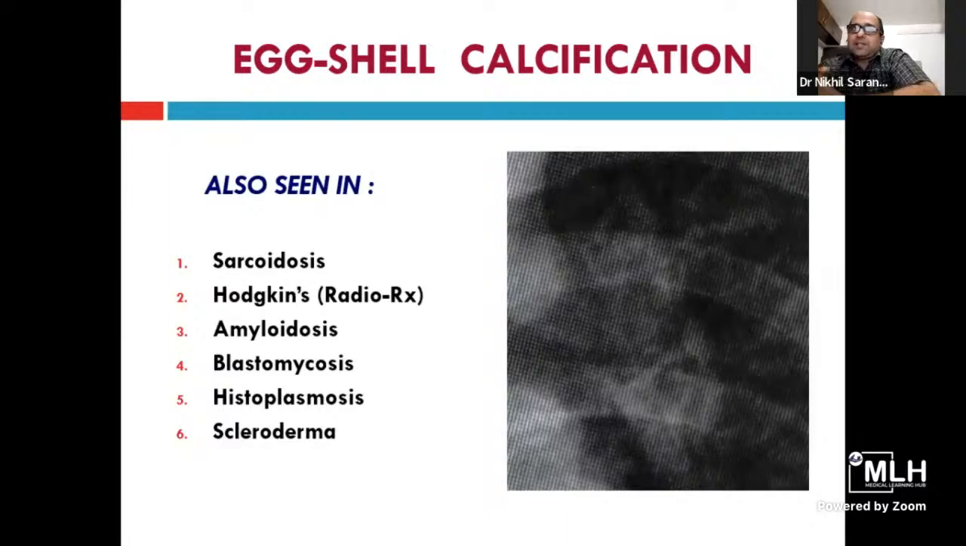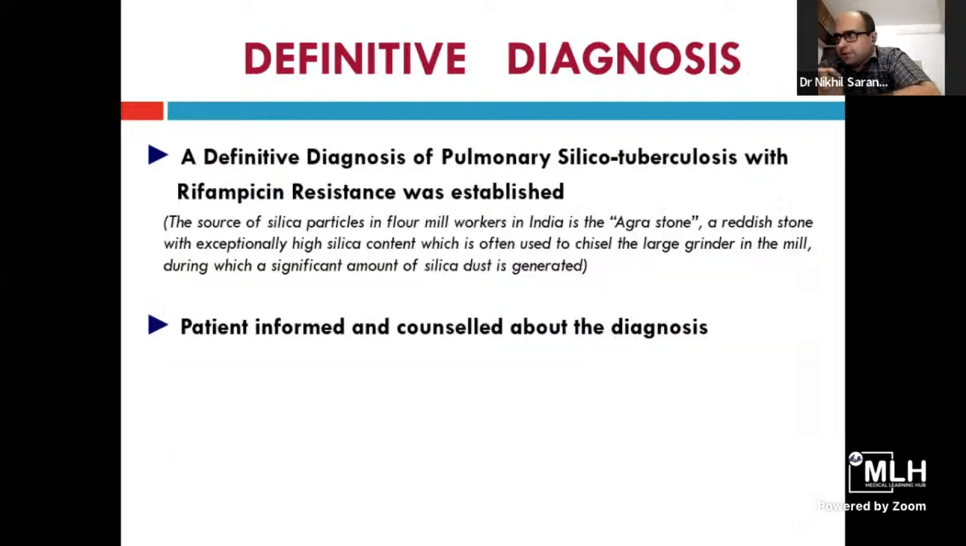So you see, eggshell calcification is very commonly associated with silicosis, but can also be seen in certain other lung conditions, such as sarcoidosis, Hodgkin's lymphoma, particularly post-radiotherapy, amyloidosis, some fungal infections like blastomycosis and histoplasmosis, which are very rare in our country, and very, very rarely in scleroderma. Next. So this was seen on the x-ray, and those who would have seen the x-ray in the beginning would have got this right. So now finally you have a definitive diagnosis.